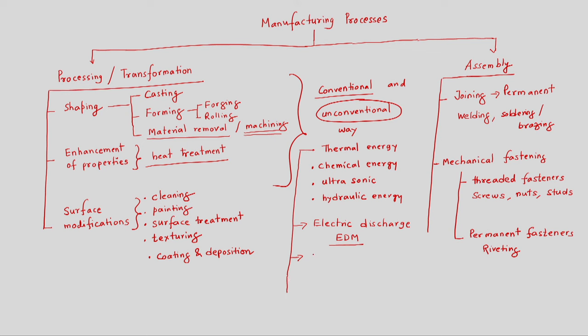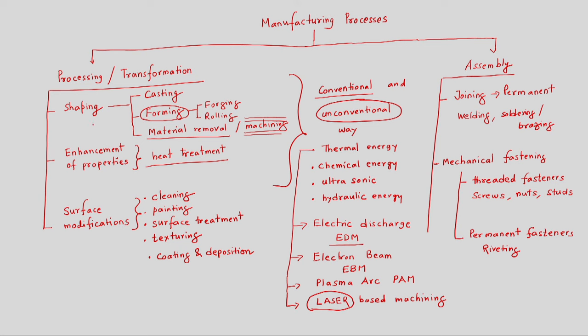We can use high speed electrons, that is electron beam machining, called EBM, then plasma arc based machining, and the last one is the laser based machining. As we have seen, lasers have many advantages over the other manufacturing processes. In our previous lectures also we have seen that lasers are not only useful in machining operations in an unconventional way. They are also very useful in forming operations in an unconventional way, that we call laser bending or laser forming.